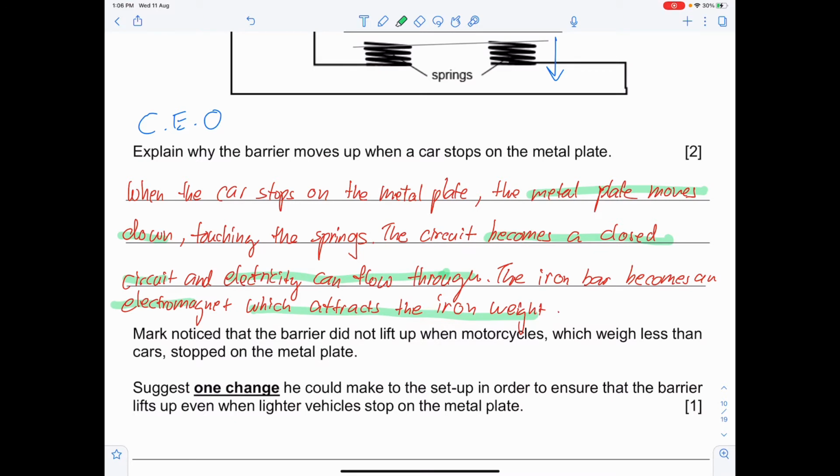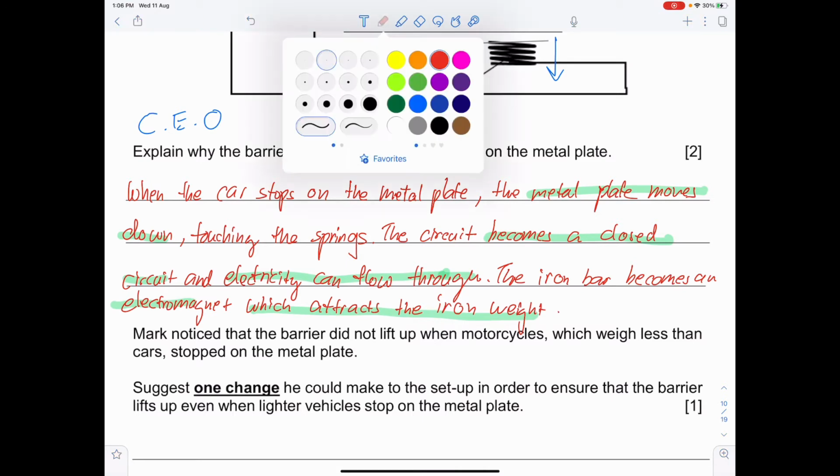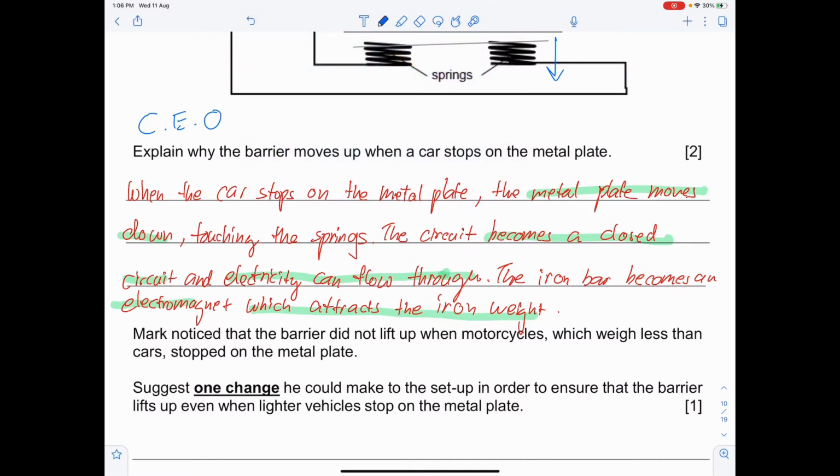So this CEO strategy is something that I thought is very, very useful whenever you have an electrical circuit question and it asks you to explain. Make sure you use this strategy. If I'm going to put it into context, this is your C, can flow through is your E, and the outcome is over here, your O.